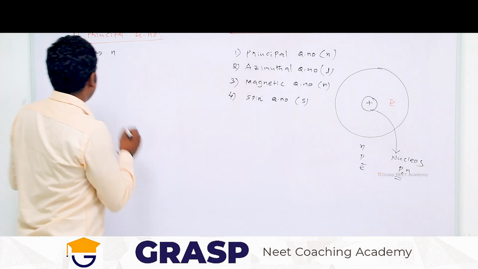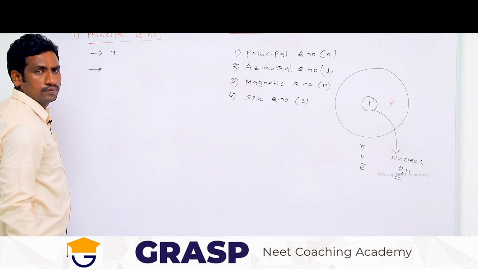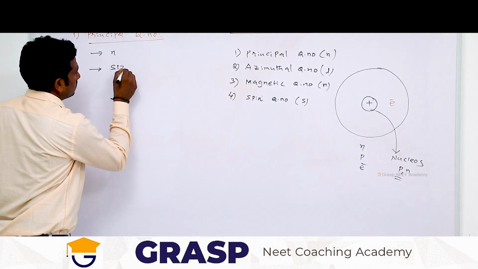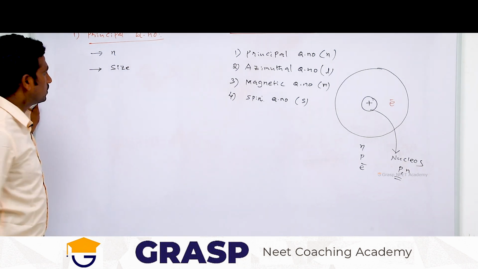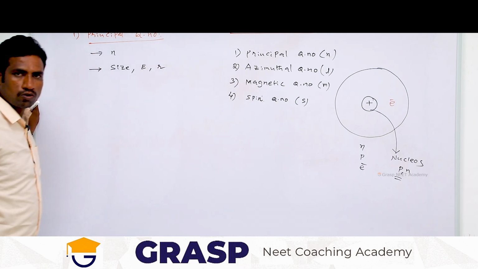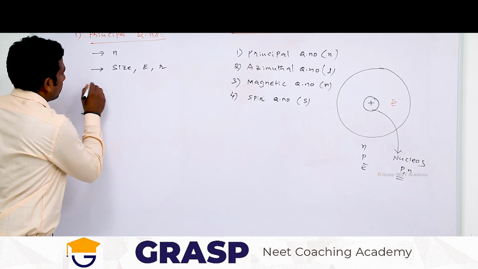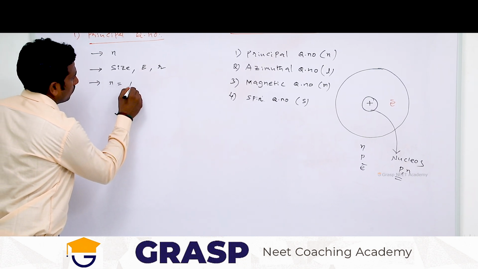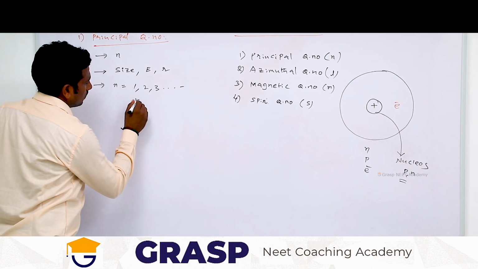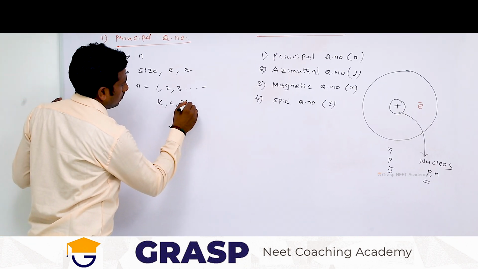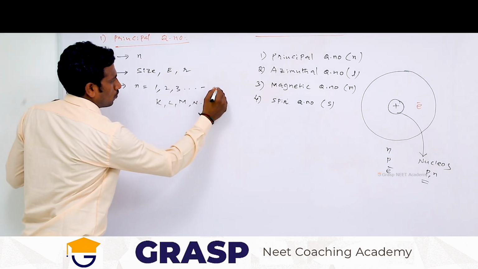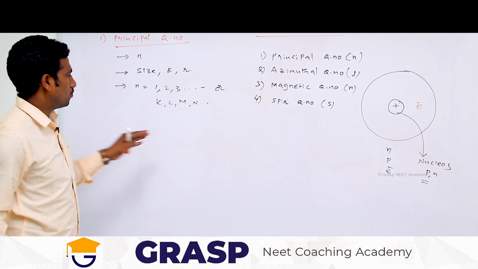Mainly, it explains the size of the atom. What is the significance of this? It explains the size of the atom, it explains energy, and it explains radiation. You can denote it n equal to 1, 2, 3 and so on, or else you may write the letters K, L, M, N and so on. What is this 1, 2, 3, or what is K, L, M, N?